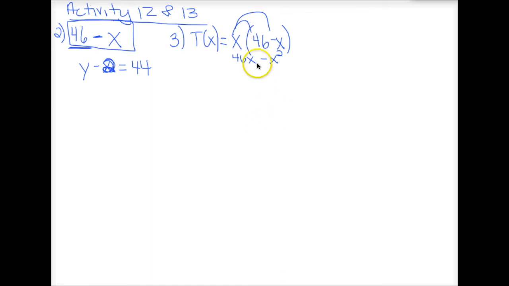Remember that you can't just pick all points that are close together. You need some on both sides of what will be the vertex. So I just made a t-chart and went from 0 to 40, counting by tens on my x's, and then just plugged them in to get the points.